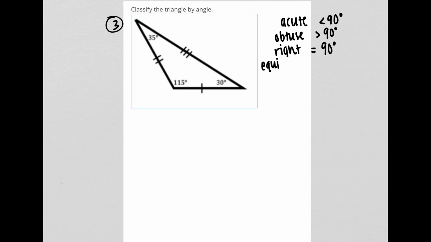And the last one we have is called an equiangular triangle. That's when all of the angles are equal, and they're all equal to 60 degrees. So technically it is acute, but it has a more specific name to it.